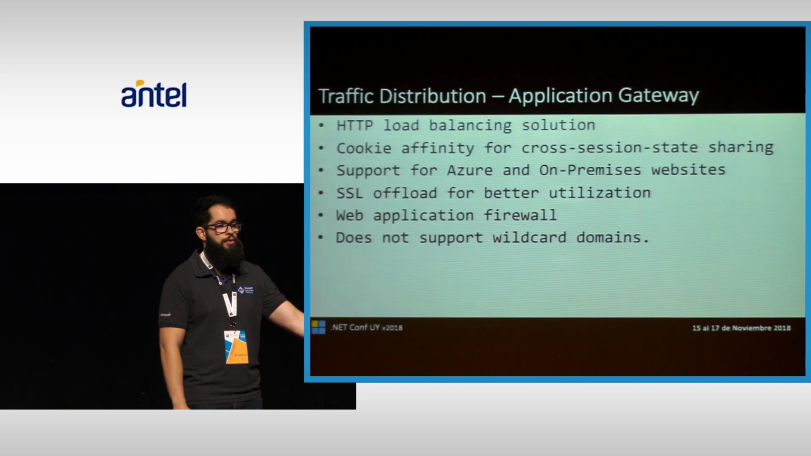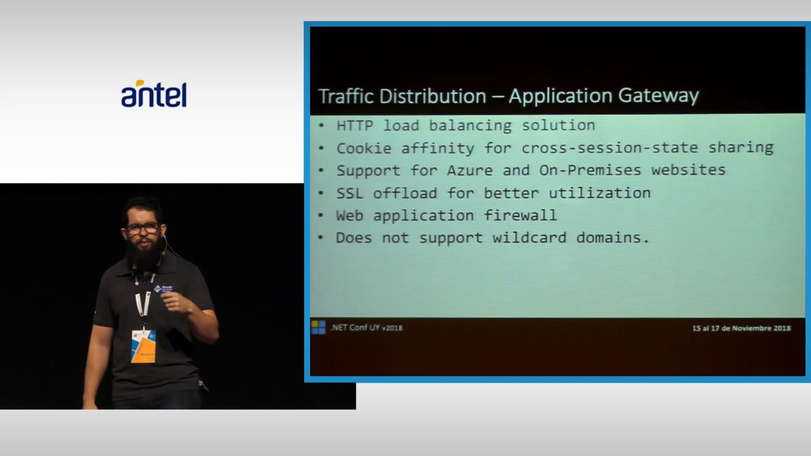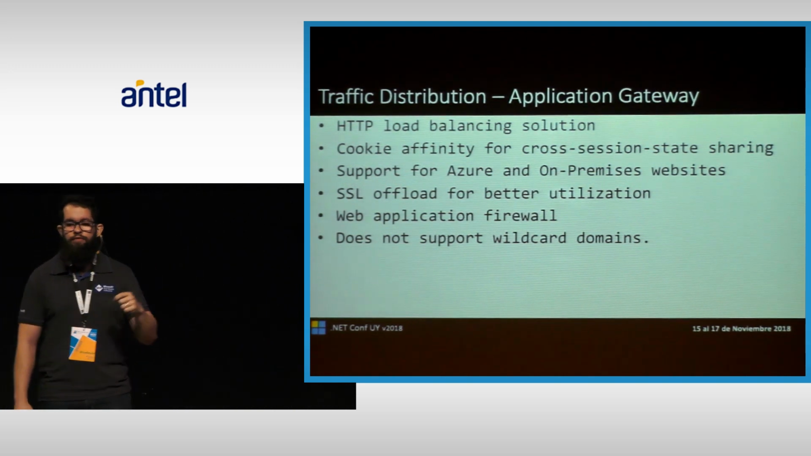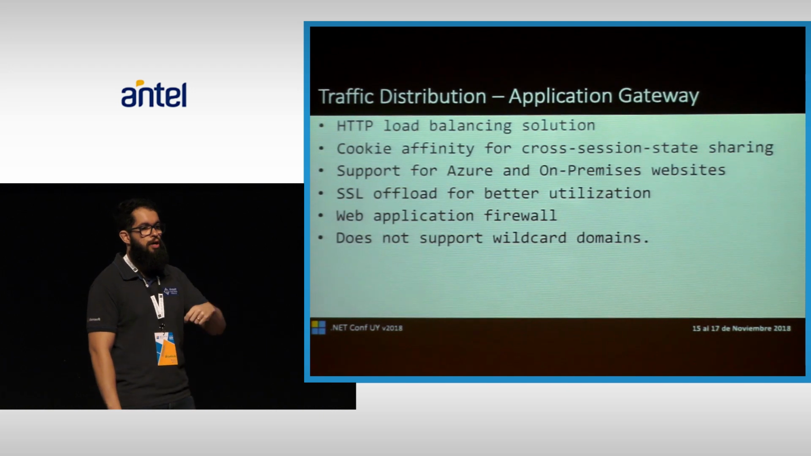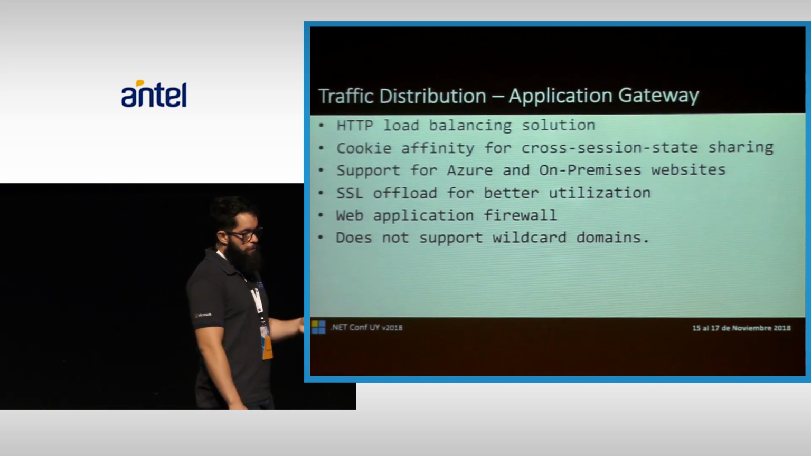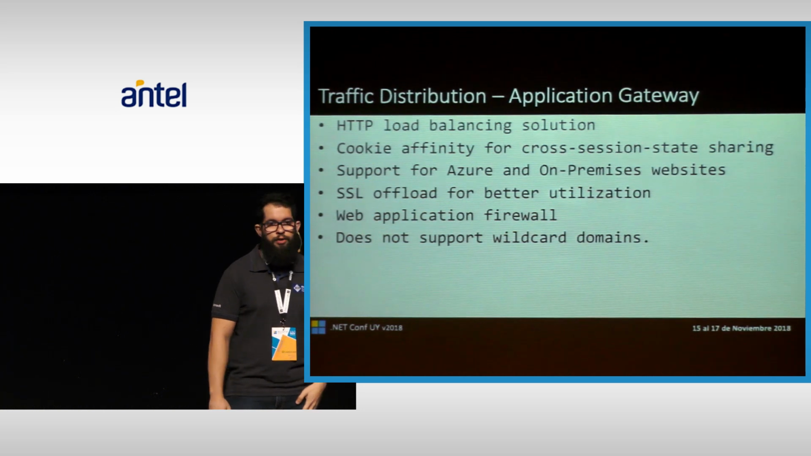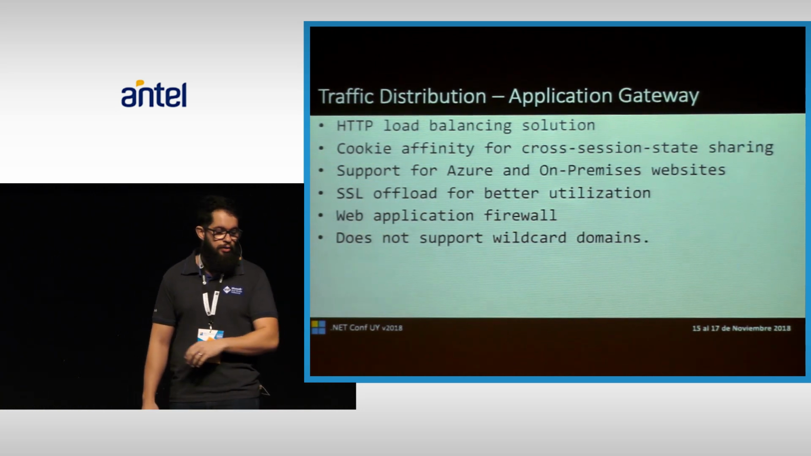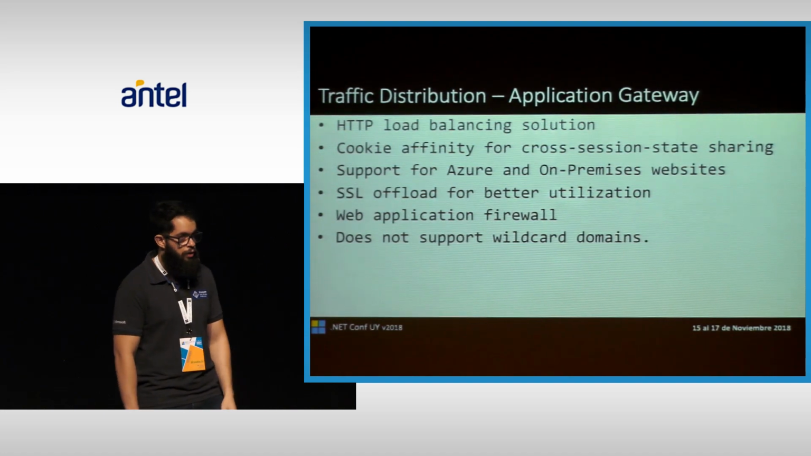It has a firewall integrated that has all the OWASP, Open Web Application Security Protocols, v2 and 3, if I'm not wrong. You can choose that and protect your application. But one major downside on Application Gateway is that it doesn't support wildcard domains. So let's say I own contoso.com. I can't bind star.contoso.com. For that owns SaaS application and allows your customers to pick a custom subdomain on your own domain.